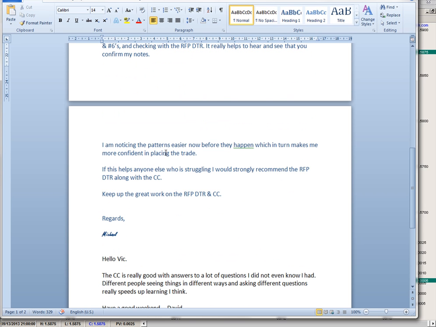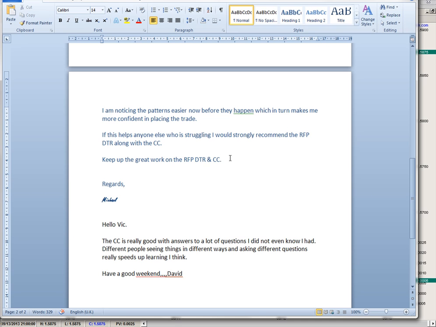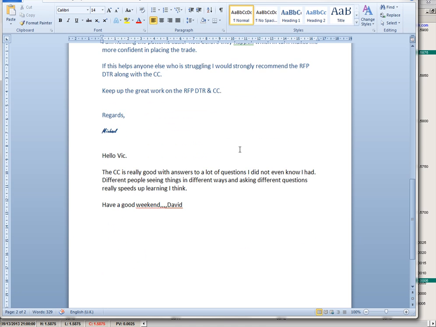I am noticing the patterns easier now before they happen, which in turn makes me more confident in placing the trade. If this helps anyone else who's struggling, I would strongly recommend the RFP DTR Daily Trade Review along with the Coach's Corner. Keep up the great work on the RFP DTR and the Coach's Corner. And by the way, Michael sent in an awesome trade he had yesterday as well.